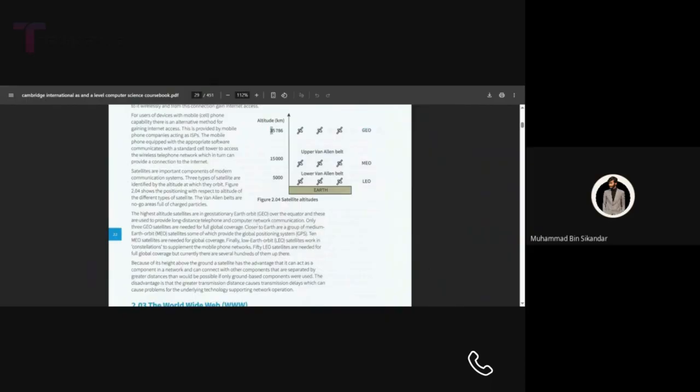These satellites have an altitude. This is important. This can come into your exam. They can ask you this question. Then there is medium Earth orbit, which means they are not very high from the Earth and range about 15,000 kilometers. And then there is low Earth orbit. These satellites have numerous advantages. For example, medium Earth and low Earth orbit satellites can provide signals to your mobile networks.